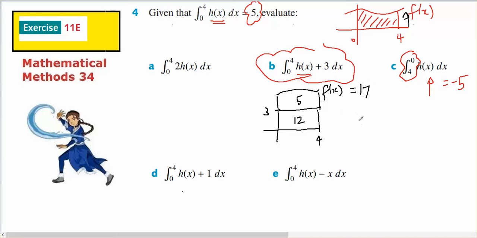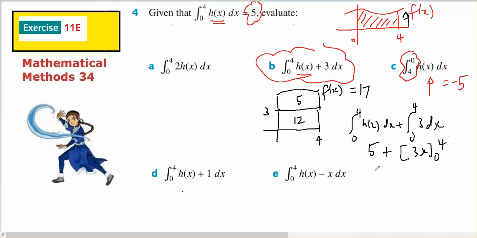What would it look like if I was to do it using integration? The integral from 0 to 4 of h of x dx plus the integral from 0 to 4 of 3 dx. I know this equals 5 plus 3x from 0 to 4, which is 5 plus 4 times 3 is 12, minus 0, 17. Same answer.